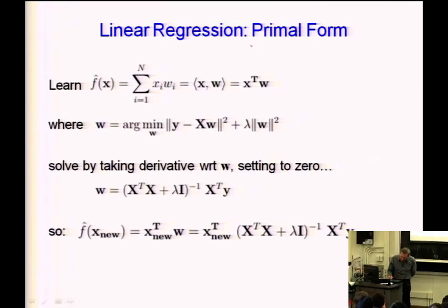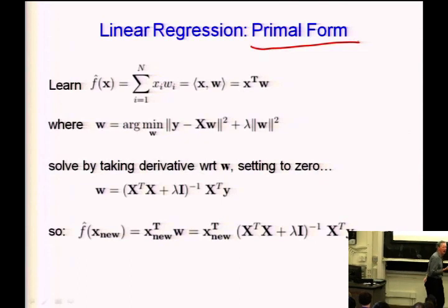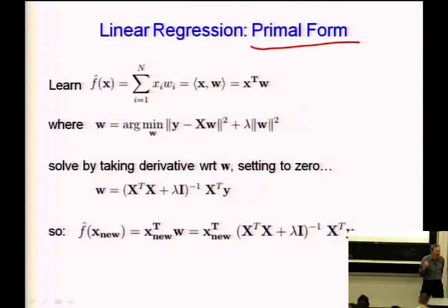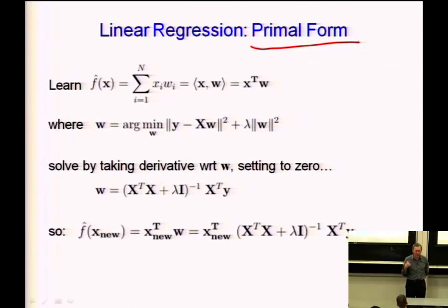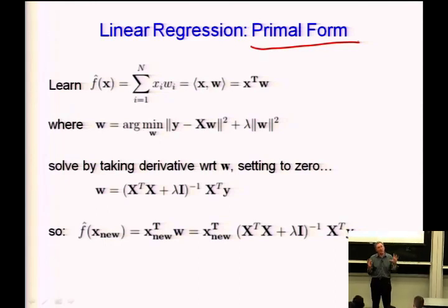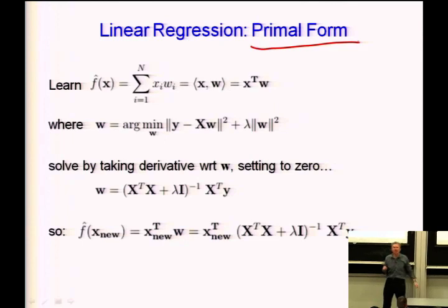Okay, and this is called the primal form of linear regression in the sense that it's the primary way we think of the problem, I guess is the way to say it. And like many of the learning problems we've talked about, we're framing this as an optimization problem. There's our objective function, the argmin over w. Here's the solution to it.